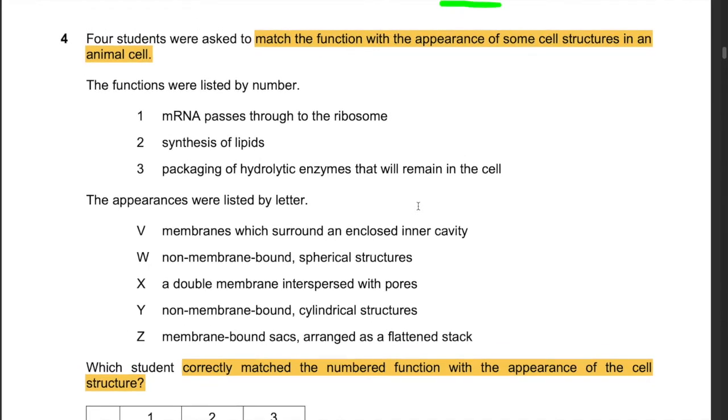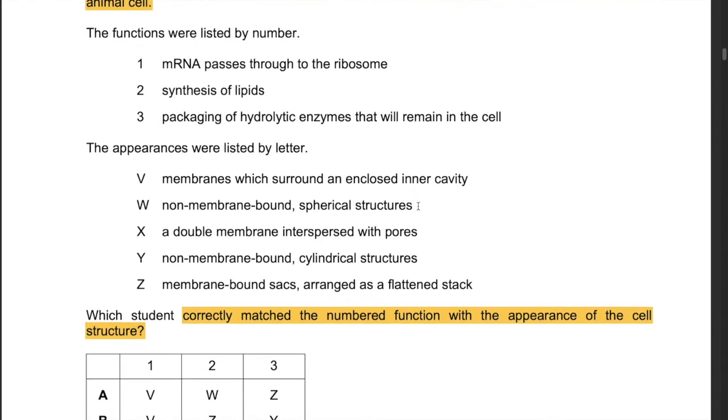Question 4. 4 students were asked to match the function with the appearance of some cell structures in an animal cell. The functions were listed by number. 1. mRNA passes through to the ribosome. 2. Synthesis of lipids. 3. Packaging of hydrolytic enzymes that will remain in the cell. The appearances were listed by letter.